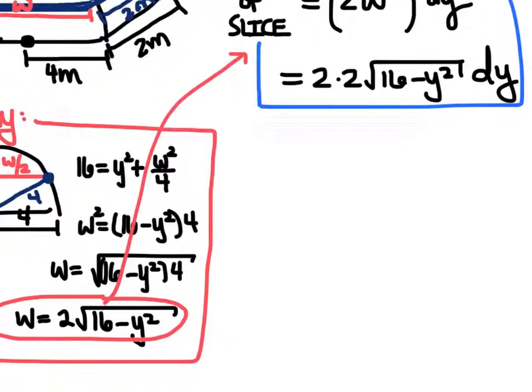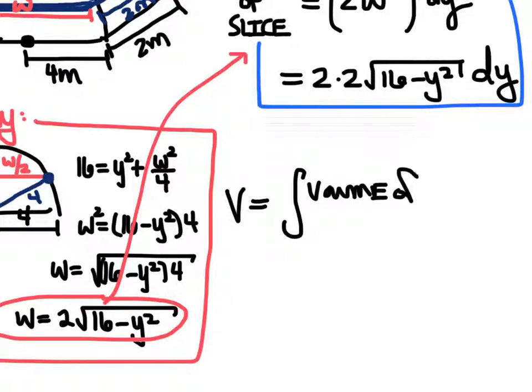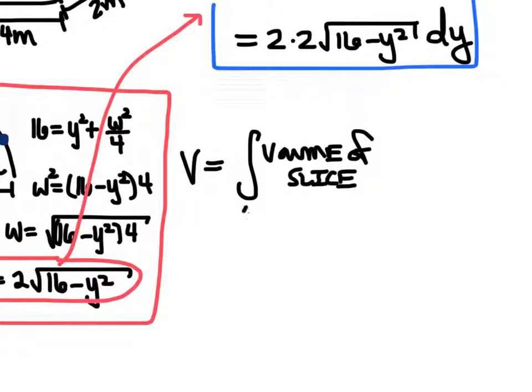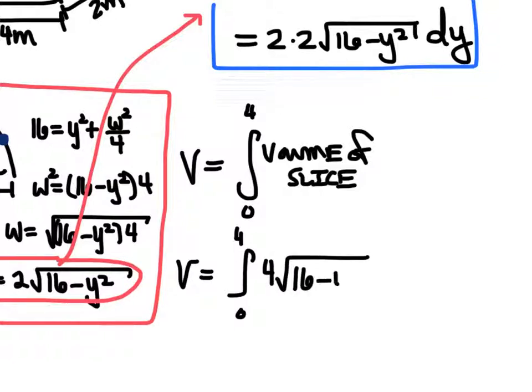All that remains is to set up the integral. The volume V is going to be the integral of the volume of our slice, which we just found. All we have to do is look at what the variable of integration, which in this case is y, ranges from in our problem. y ranges from 0 up to 4, and those become the bounds of our integration. So I have the integral from 0 to 4 of 4 square root of 16 minus y squared dy.